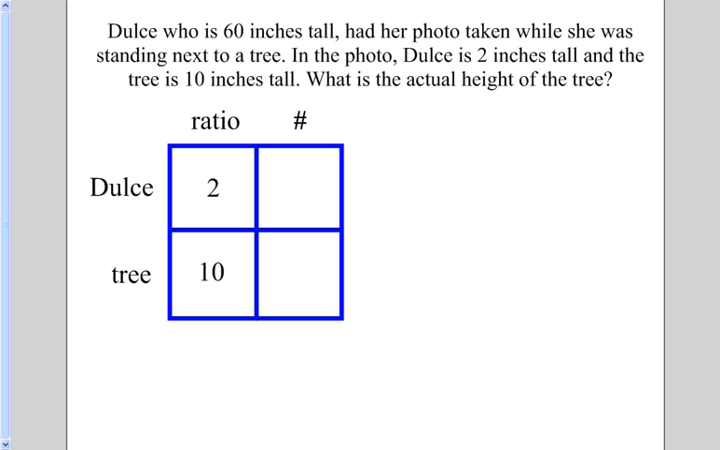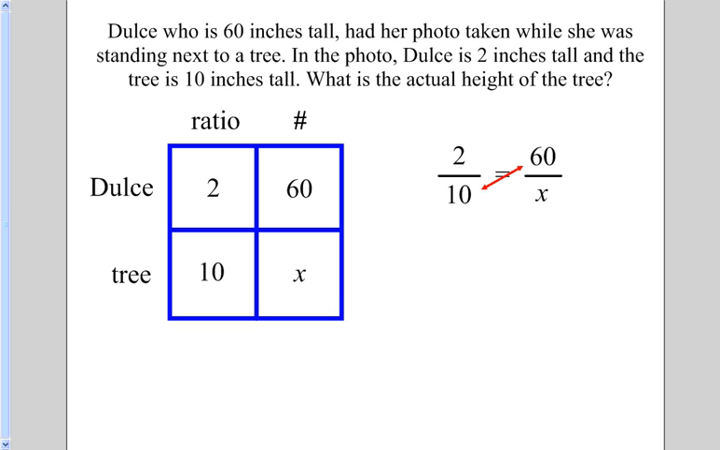We're also told in that first sentence that Dulce is 60 inches tall. What we don't know is the height of the tree. That's our unknown. So using this proportion table, we've been able to organize this information that we can then put into a proportion, two fractions that are equal to each other. So 2/10 equals 60 over x. And we can solve for x. We can find out what the height of the tree is by doing cross multiplication.